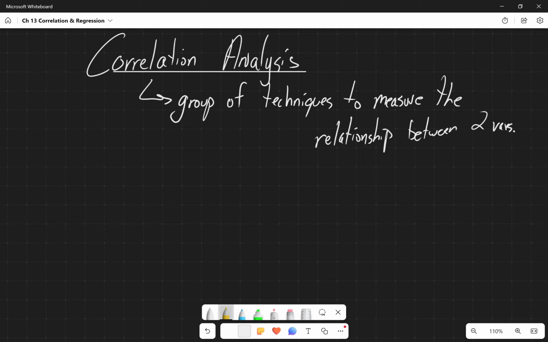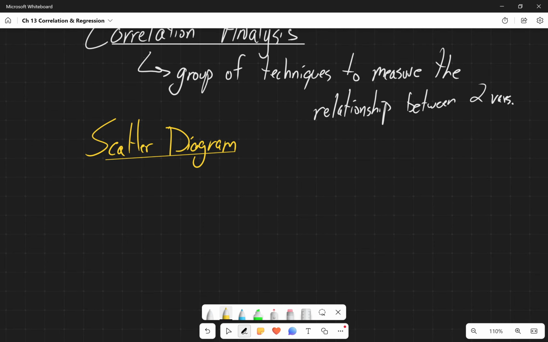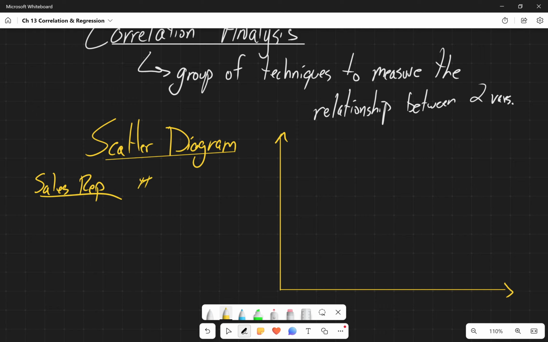So the first tool that we're going to use is a scatter diagram. A scatter diagram is a graphical tool used to portray the relationship between two variables. So if we have, to use the book's example, we've got different sales representatives, and then we have the number of sales calls, and then we have the number of things that are sold, right? The number of successful sales.